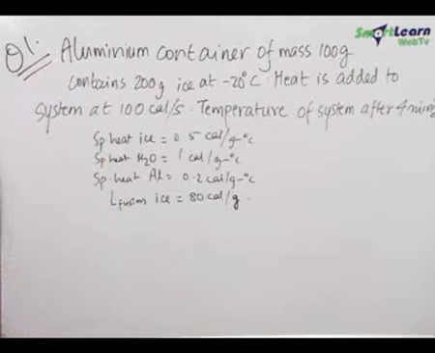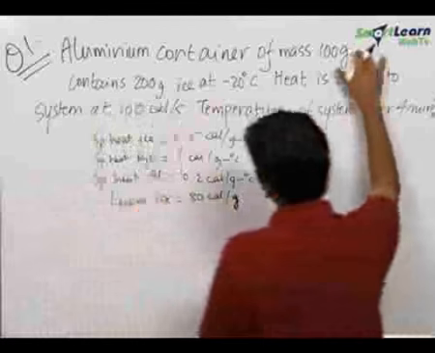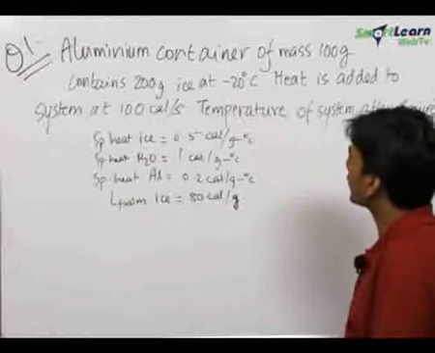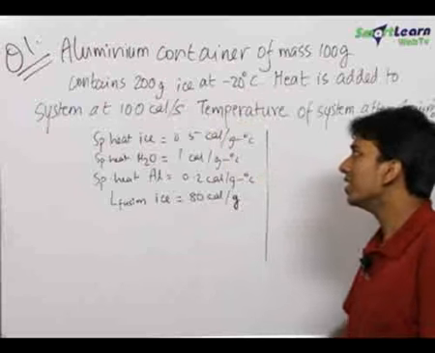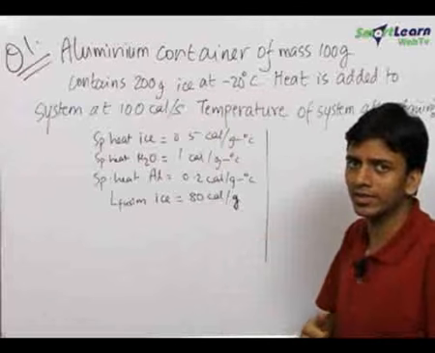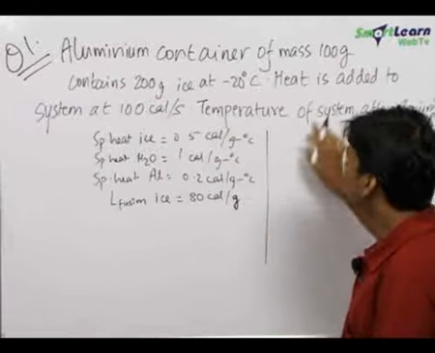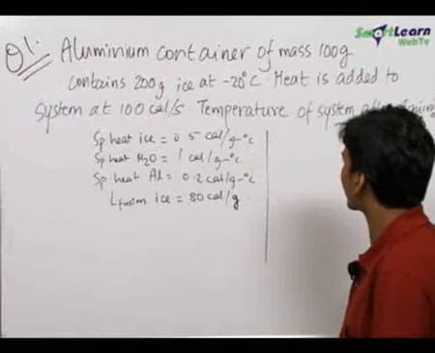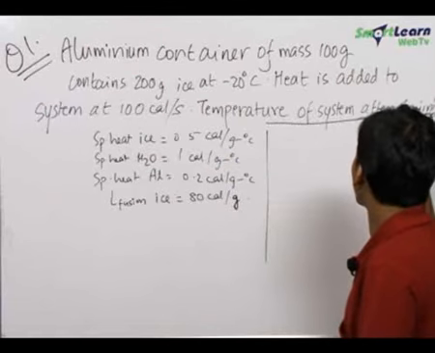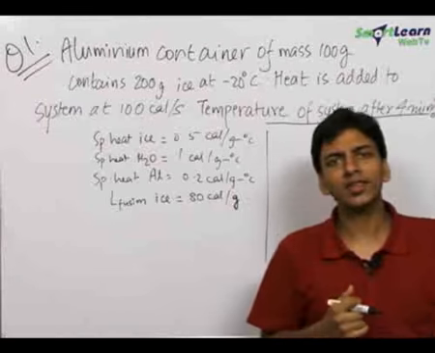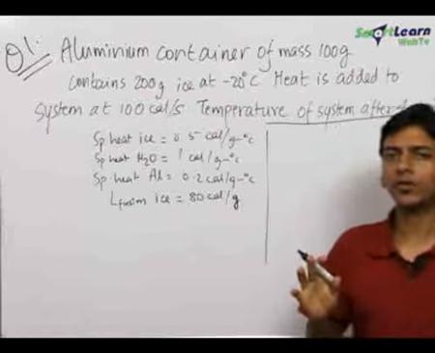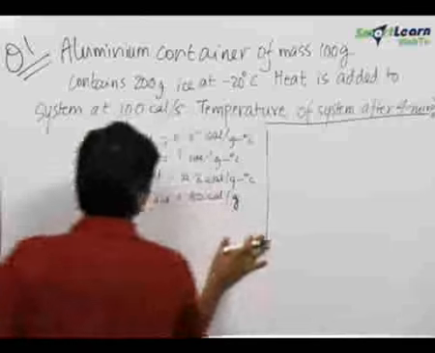So in this question that we have, there is an aluminium container of mass 100 grams and it contains 200 grams of ice at minus 20 degrees Celsius. The system is at thermal equilibrium, that means the aluminium container is also at minus 20 degrees Celsius. Now heat is added to the system at 100 calories per second. We need to find out the temperature of the system after 4 minutes. You should know first one thing, that at thermal equilibrium the temperature of the whole system is the same.